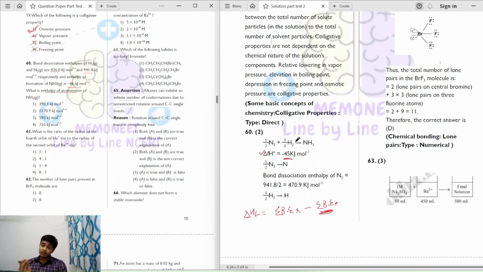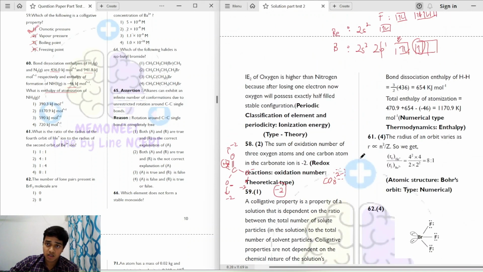And when we write the equation for the enthalpy of formation, we have to make sure that only 1 mole of product is being formed. Okay, so we'll have half mole of nitrogen and 3/2 moles of hydrogen. So for half mole of nitrogen, the bond dissociation enthalpy will be half of what is given, right? So it will be 470.9. And for 3/2 moles of hydrogen, we'll have to multiply it by 3/2, so we'll get 654.